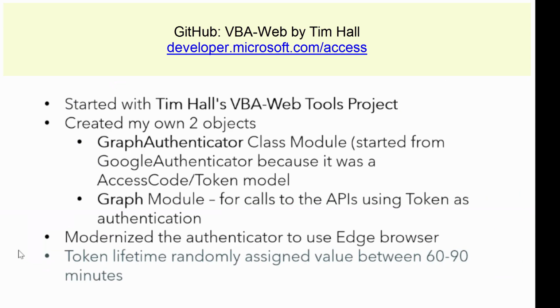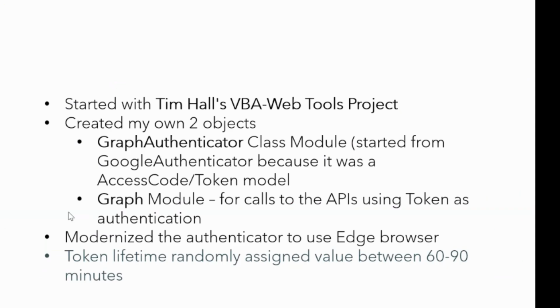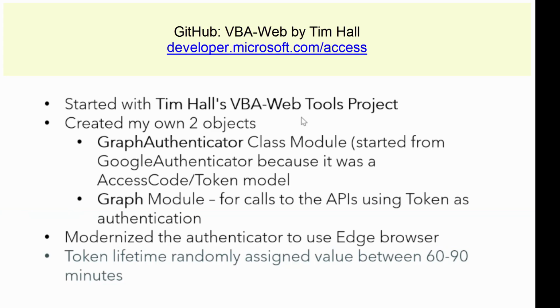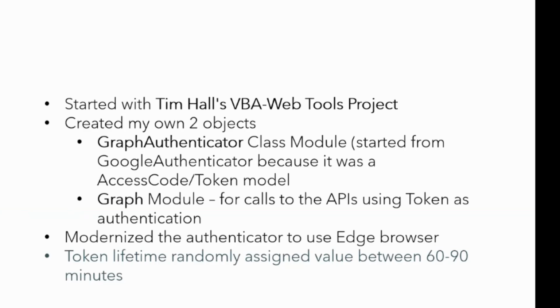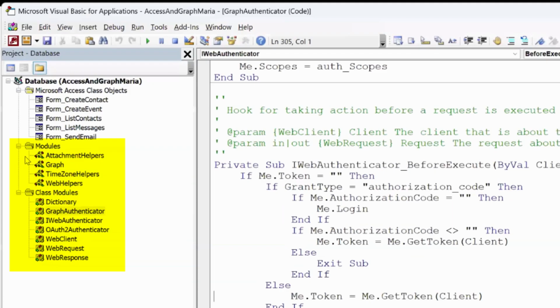All right. So the next step in the process is to authenticate to get a token. And to do that in the Access sample, I created my own 2 objects. I started with Tim Hall's VBA-Web tools project. So some of the modules that are in here are straight from his project. You'll see in modules, there are several modules here and several class modules. Most of these are straight from his tool.